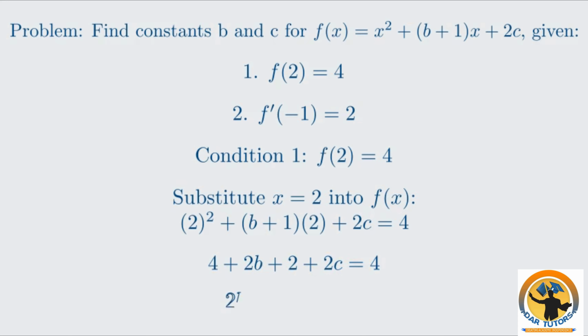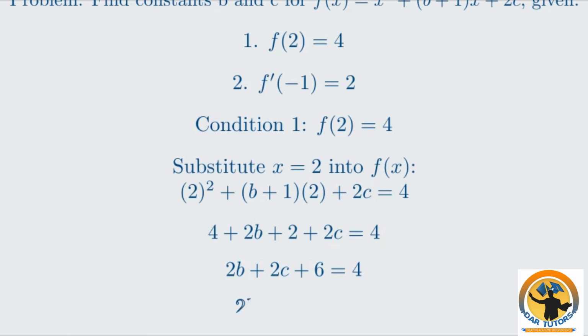Combining the constants, we have 2b plus 2c plus 6 equals 4. Subtracting 6 from both sides gives us our first equation: 2b plus 2c equals negative 2. Now for the second condition, f prime of negative 1 equals 2.